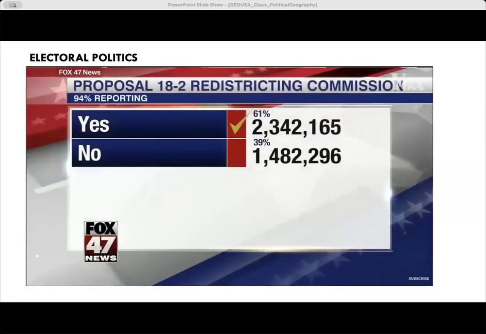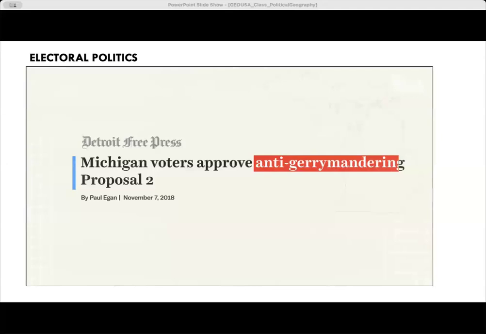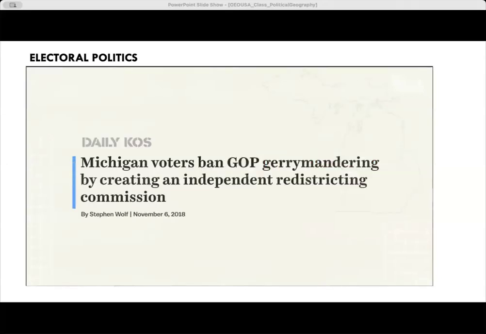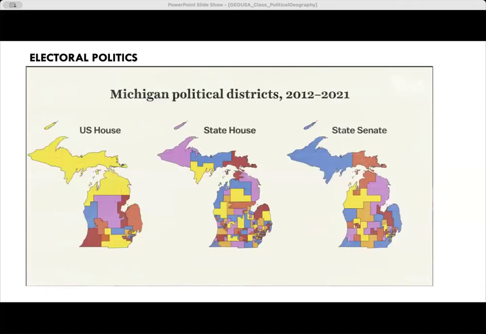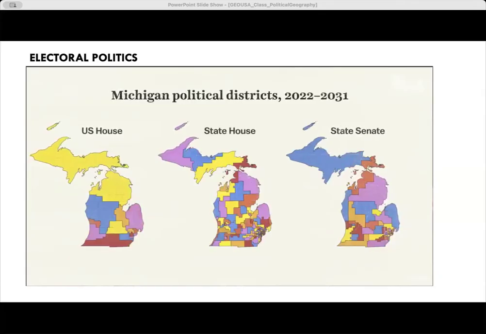In 2018, by a big margin, Michigan voters approved an anti-gerrymandering measure that took redistricting out of the hands of the legislature and gave it to an independent commission. Over the next 3 years, that commission would replace these maps with new maps. And the first year that these maps would be in effect was 2022.